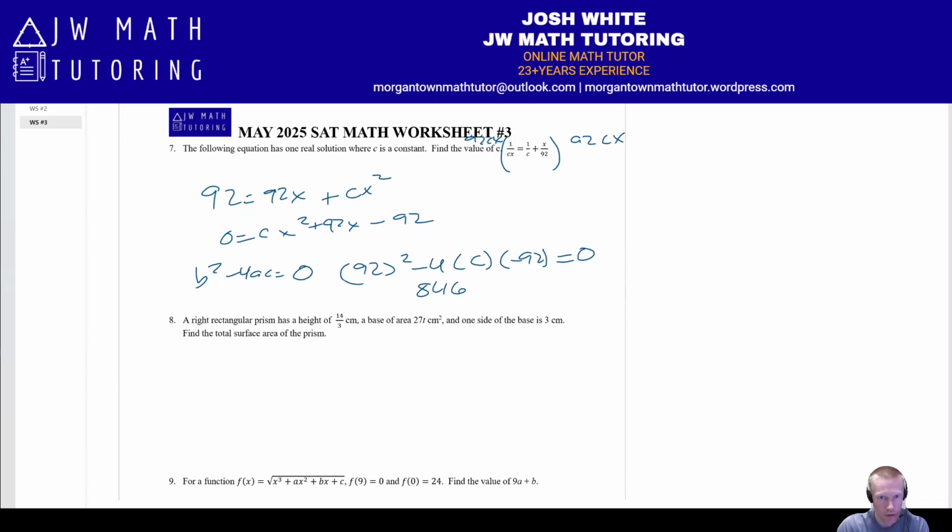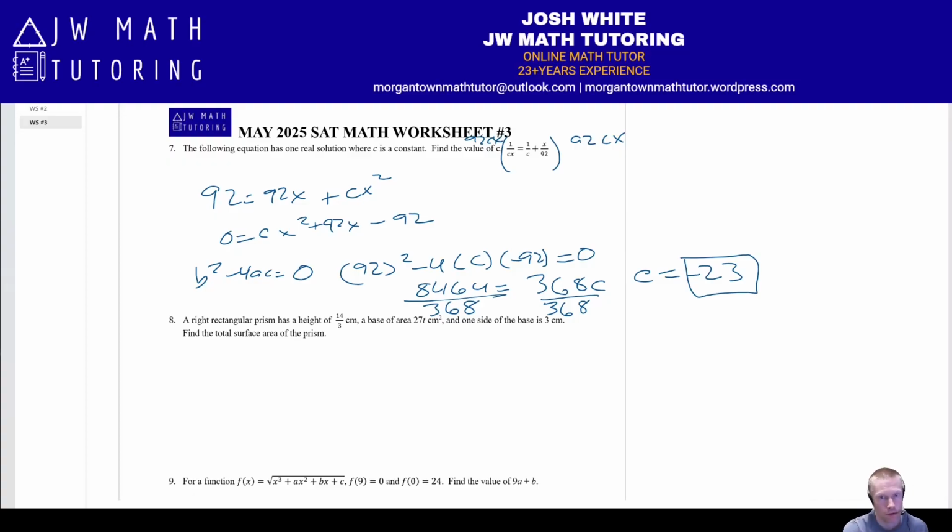You get 8464 equal to 368c. And then, of course, you could just divide by 368. And that's going to give you a C value of negative 23, which is the correct answer here.